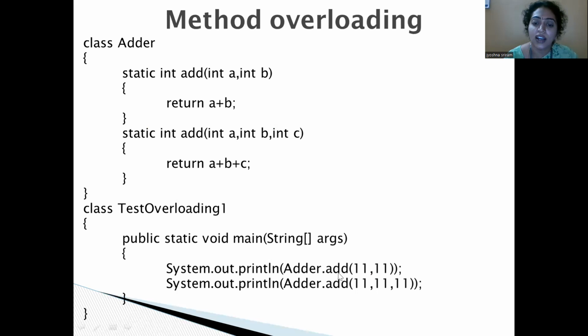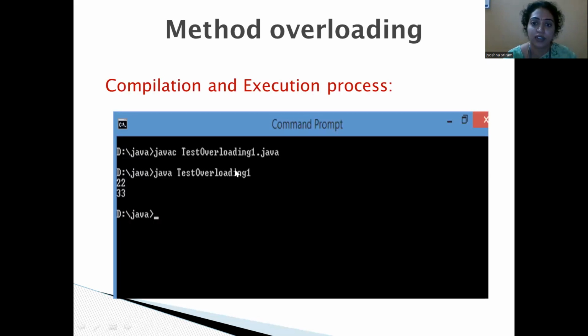If I call Adder.add(11, 11), it goes to this add method and adds these two values, 11 plus 11, which is 22. Next, if the compiler executes this line, it calls this method. So now it returns 11 plus 11 plus 11, that is 33. So the output of this program is 22 and 33. This is the output for the above program.